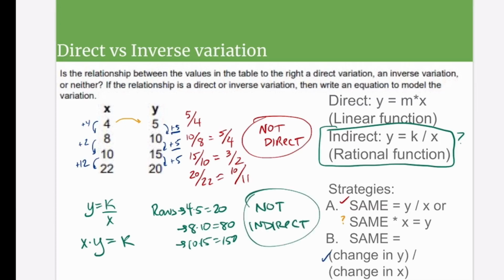So the indirect relationship is really multiplying your x times y values, and then your direct relationship is actually dividing the y and x values. You just have to make sure you put them in the right order when checking. But that's how you check for direct and inverse variation and how you would write the equations if you had it.